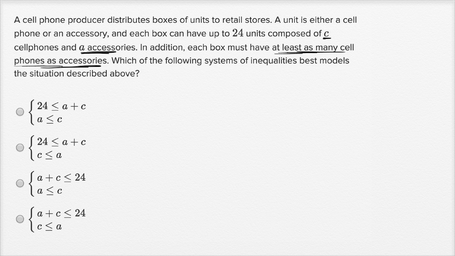So let's just think it through. Each box can have up to 24 units composed of C cell phones and A accessories. So that means the C cell phones plus the A accessories can be up to 24 units. So it has to be less than or equal to 24. This is the number of cell phones. This is the number of accessories. You add them together. It has to be up to 24.